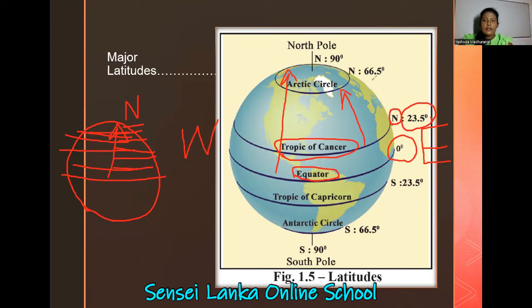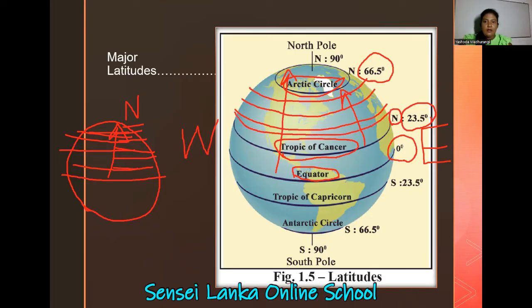When we are going towards 66.5 degrees north, this is the value. It has a name: Arctic Circle. In between there are other latitudes, but they don't have names. Here, there are some other latitudes. They don't have special names. So which have special names? Equator, Tropic of Cancer, Arctic Circle.